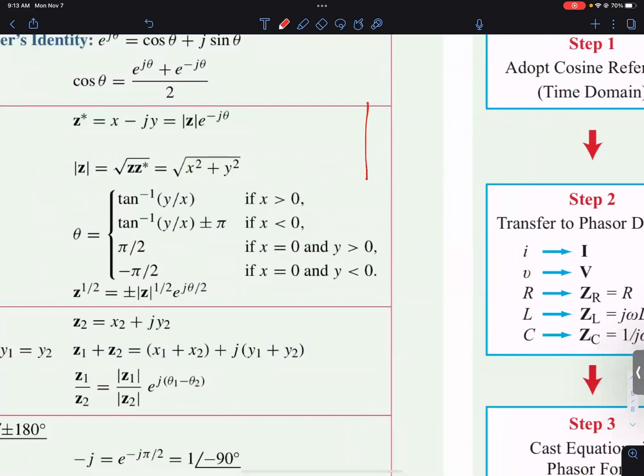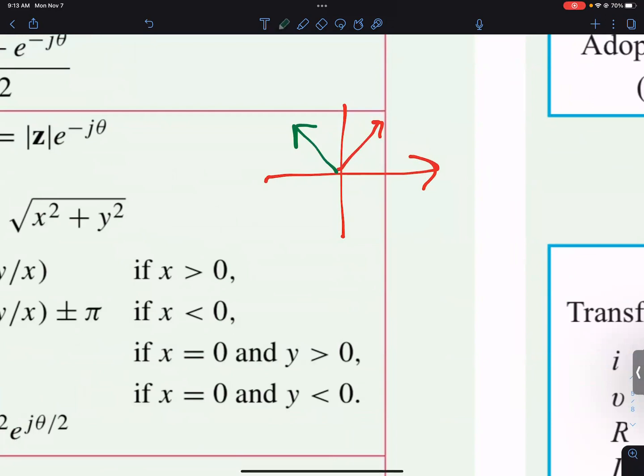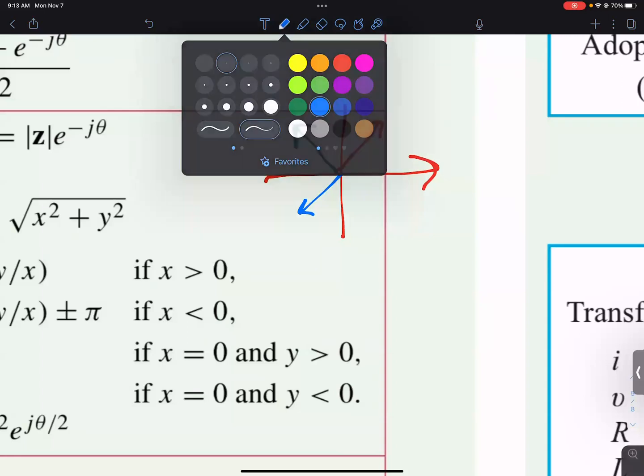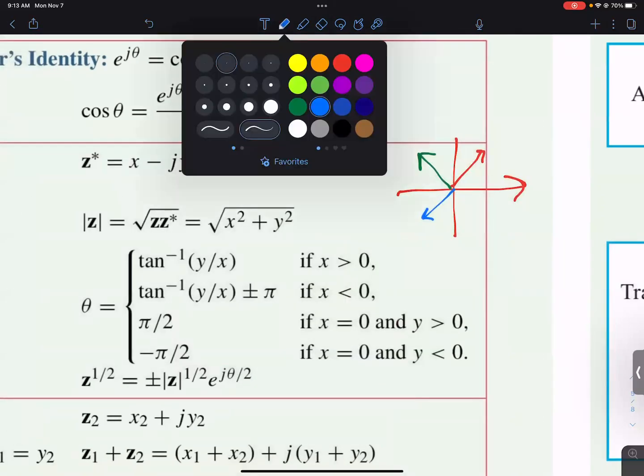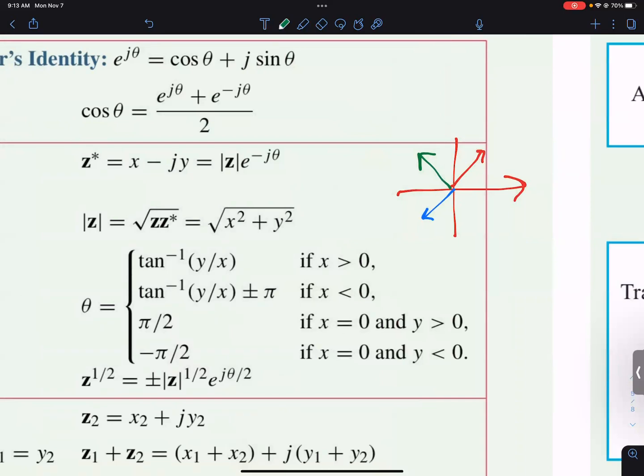Theta depends on where your vector is in these quadrants. So I'm going to draw each of these in different quadrants. All right, so if your X, which is your real component, is positive, you're going to be in this first quadrant. So you can just take the inverse tangent to find that theta, as imaginary, which is Y, over X, which is the real.